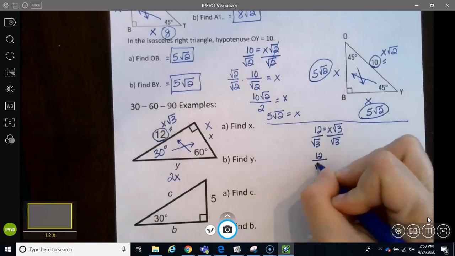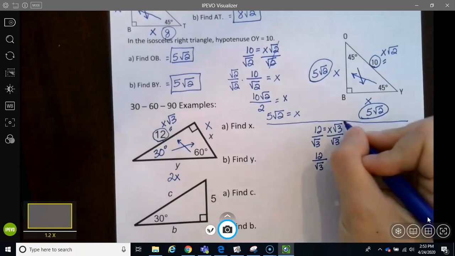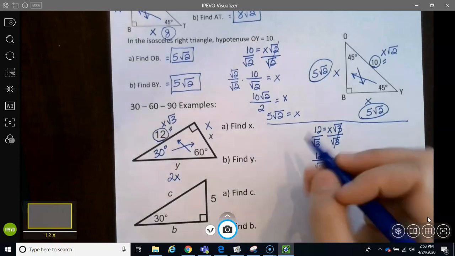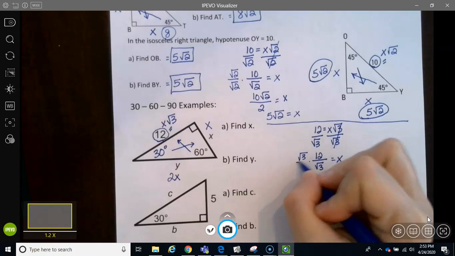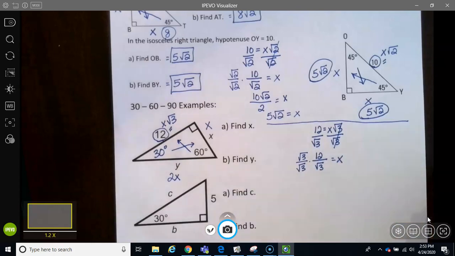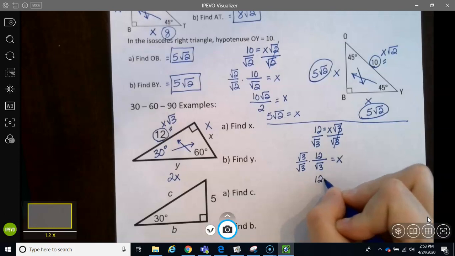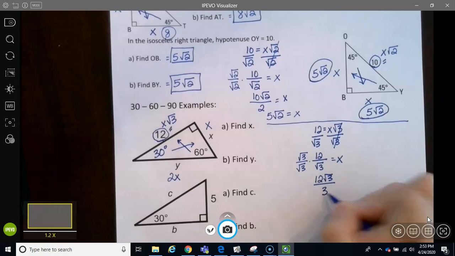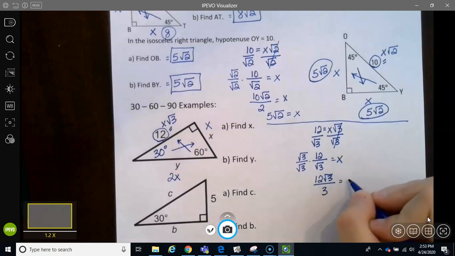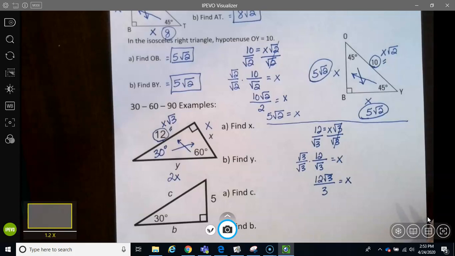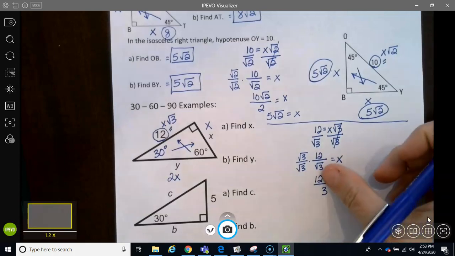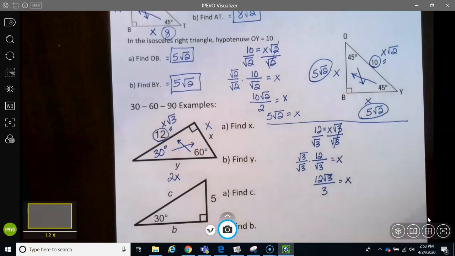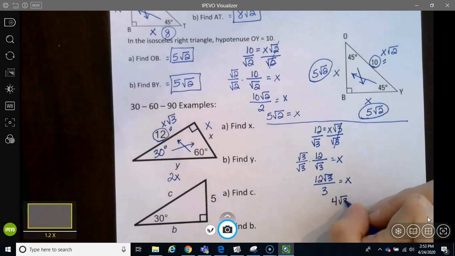So we end up with 12 divided by square root of 3 is equal to x, because those square root of 3's canceled out. Now, I cannot have a square root in my denominator, so I need to multiply both the numerator and the denominator by square root of 3 to eliminate that square root in the denominator. So 12 times square root of 3 gives me 12 square root of 3. Square root of 3 times square root of 3 gives me just 3. We don't have the square root with it anymore. And then now covering up that square root, we need to reduce that fraction of 12 over 3. 12 over 3 reduces to just 4. So that's 4 square root of 3 is our x.